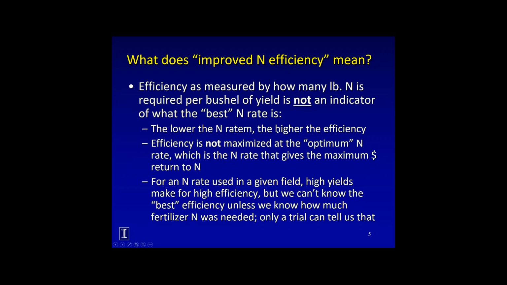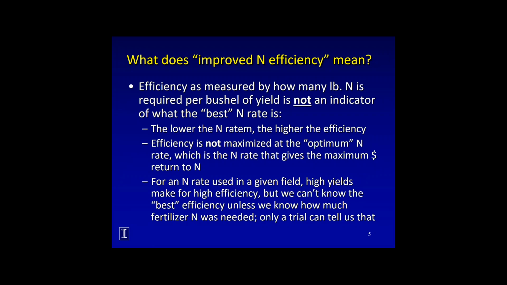And we saw by the curves we looked at that the optimum nitrogen rate in that trial was just in the middle of the range of NUE, no matter how you calculate it. So efficiency is not maximized at the optimum N rate, if we want to consider it that way. But the optimum N rate is the N rate that gives us the maximum dollar return to nitrogen.